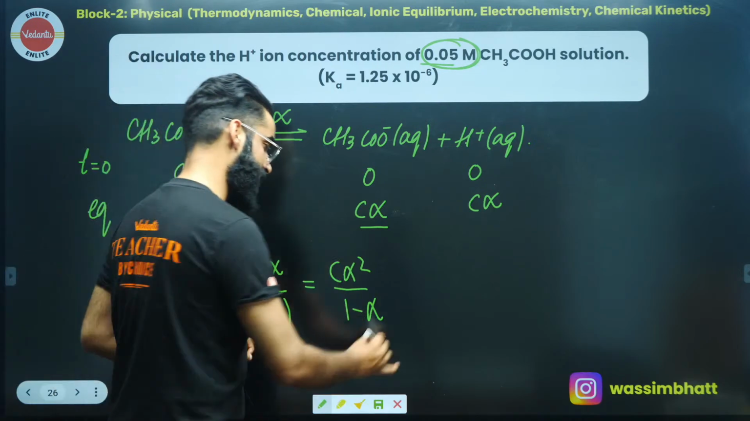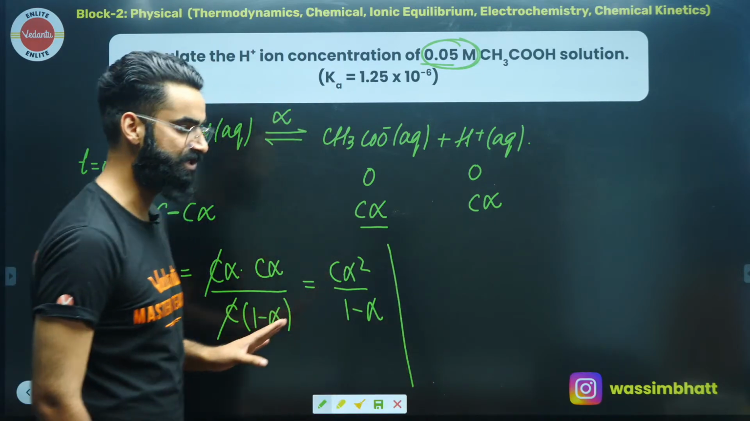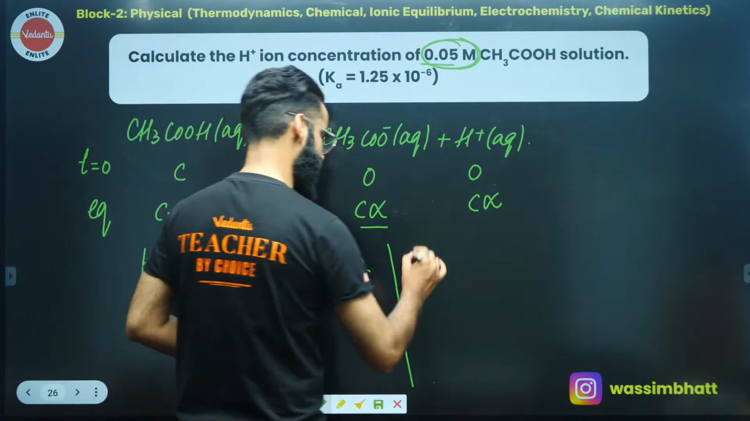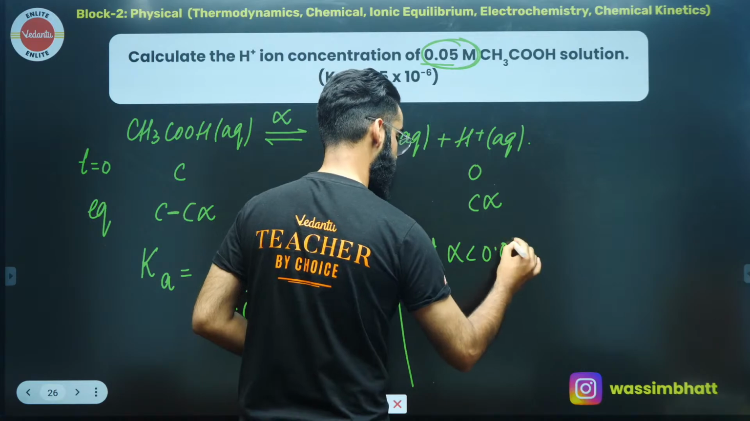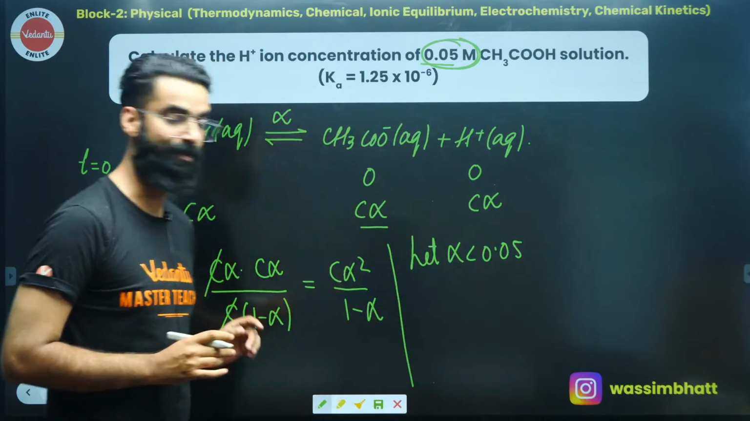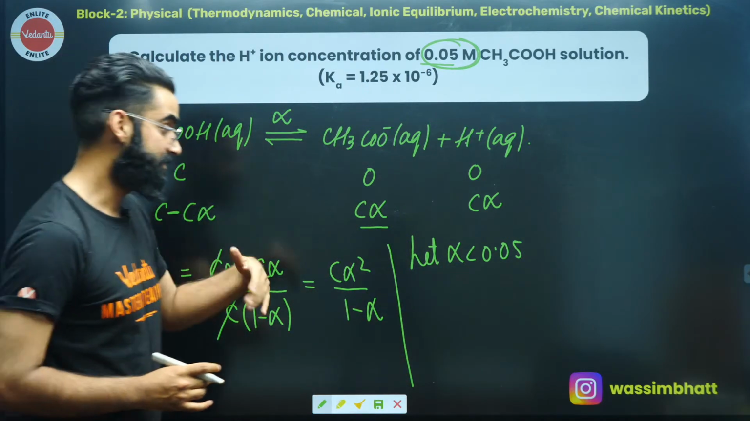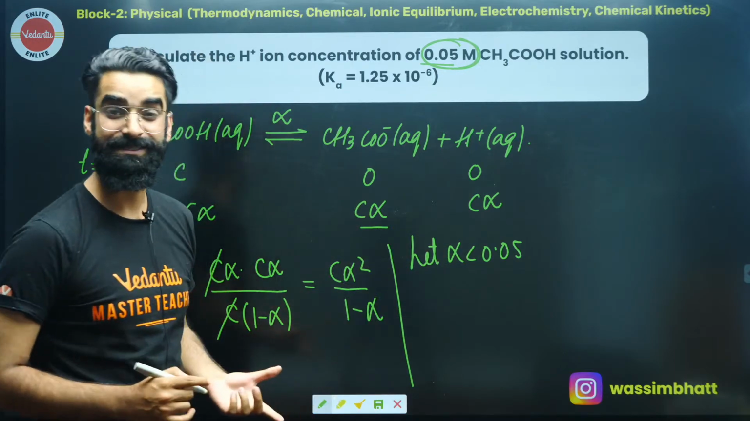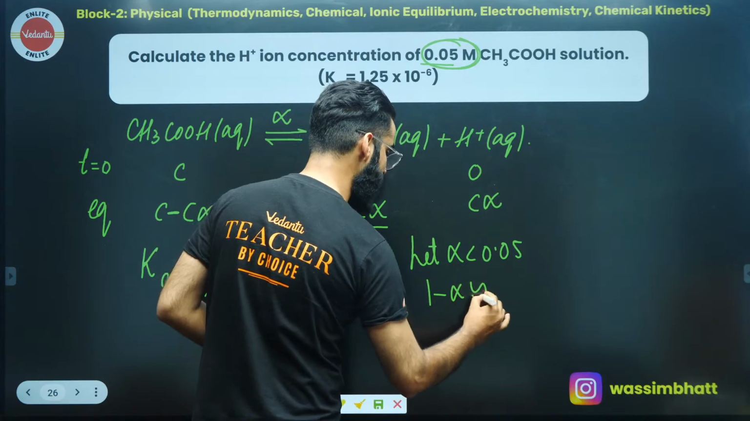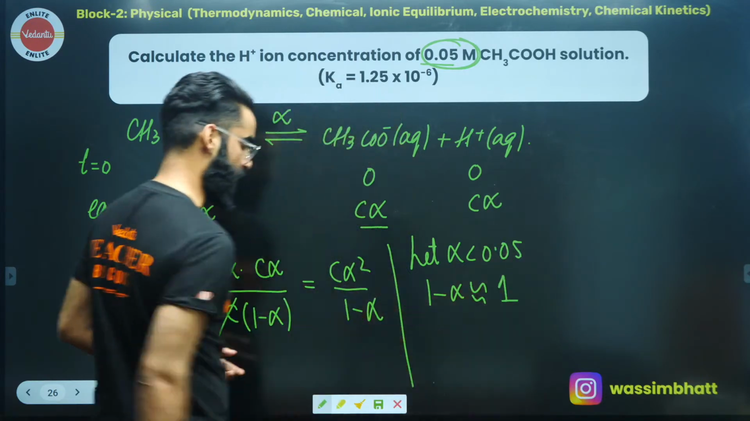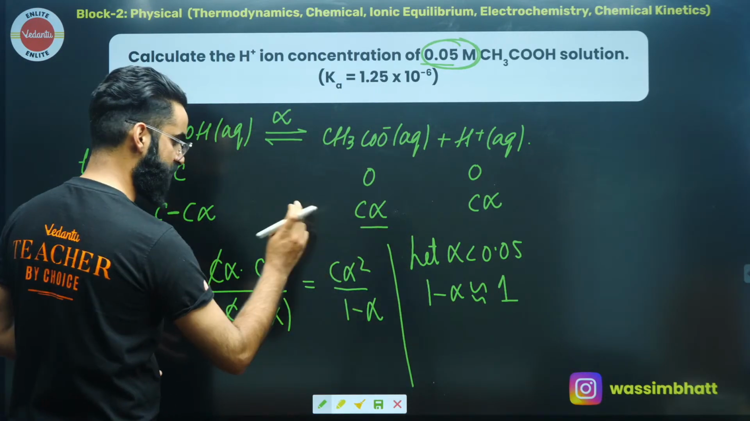After this, what are we supposed to do? Do remember the procedure, my dear people, right? After this, you'll make certain assumptions. You'll say, let the value of alpha be less than 0.05. And since we are assuming alpha is less than 0.05, whenever the value of alpha comes out to be less than 0.05, at that point of time, instead of 1 minus alpha, you can just write 1. That means you can neglect alpha in comparison to 1.